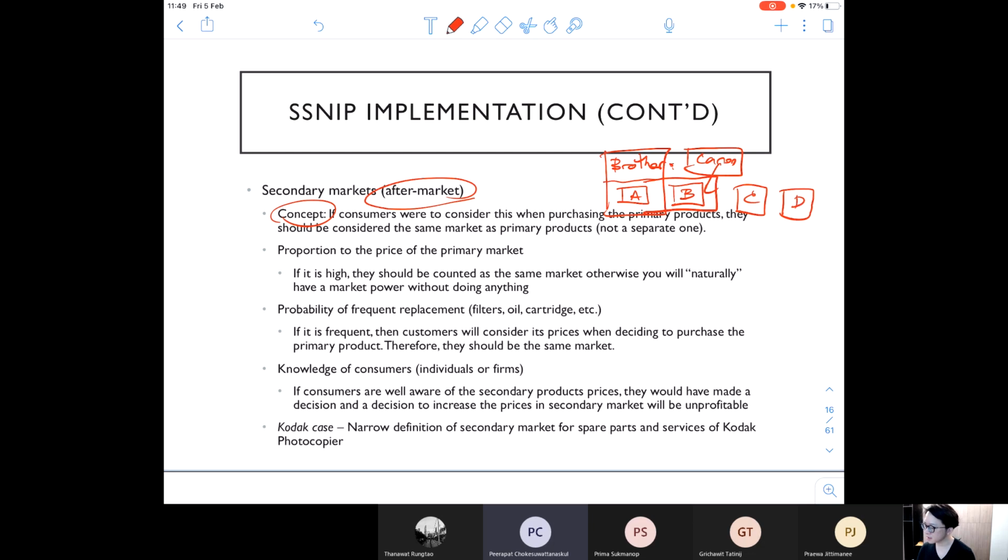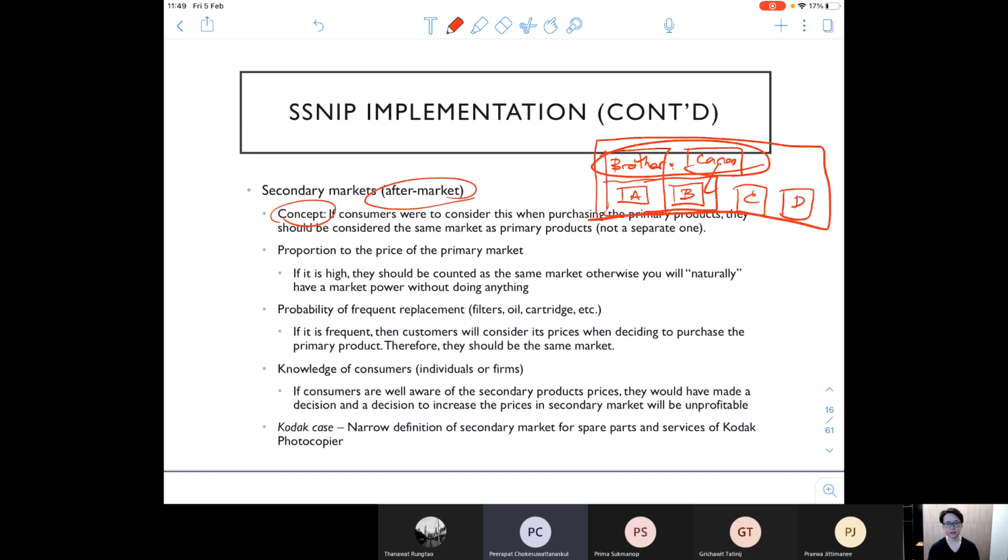And there will be some other things as well. If you include just this, then maybe your market share would be at a certain level. But if you include this, then it will change the market structure altogether, right? Because you have to include this aftermarket or secondary market as well. Especially if you have to change it quite frequently, like oil, filters, or cartridges, then they should be put in the same market. And the knowledge of consumers as well.